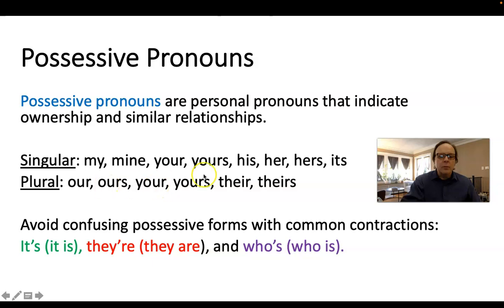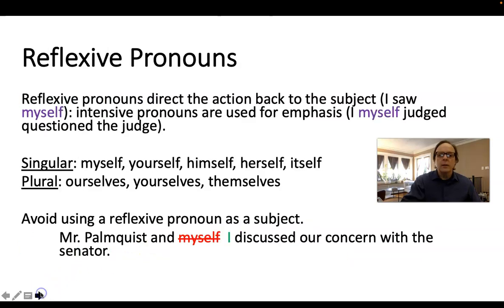We don't have the personal pronoun who's up here, but that can be a possessive pronoun as well. So again, these get really confused, so I wanted to mention these. Reflexive pronouns are only used when you're directing the action back to the subject. So, I saw myself. I'm looking at the camera right now. I see myself. Literally, the action is being directed back to me, right? I'm pointing back to myself. I myself judged, or questioned the judge.